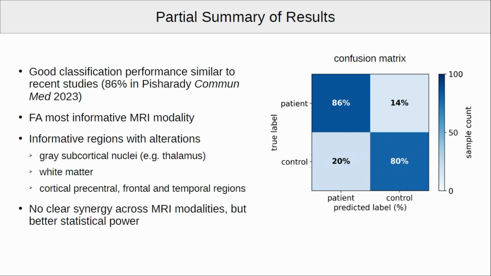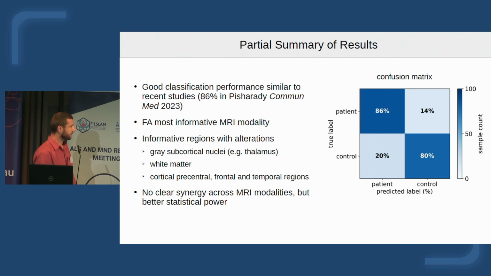So if I summarize for this classification of patients versus controls, we've got some performance that is on par with previous studies. There were also some studies by Peter Bidi that had similar performance. So you can see that patients are well classified at 86% and controls at 80%. You see that on each row, the error is on the other side. What we found is that fractional anisotropy was the most informative MRI modality.